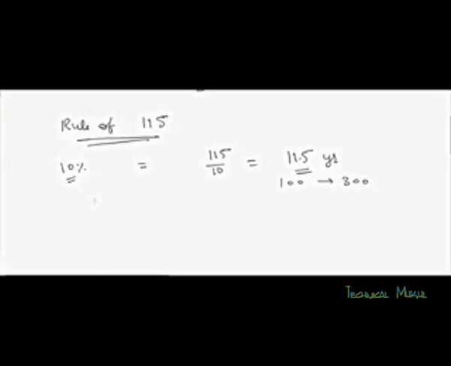And the same way, if it's 20%, then it would be 115 divided by 20, that is equal to 5.75 years. So this is an approximation you can do when you want to triple your investment.